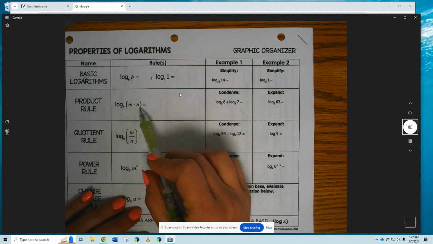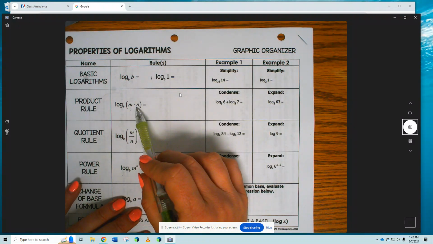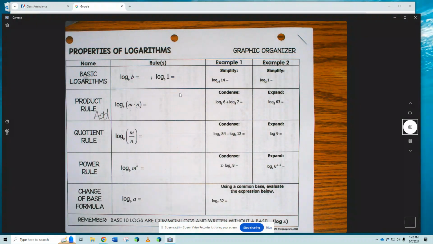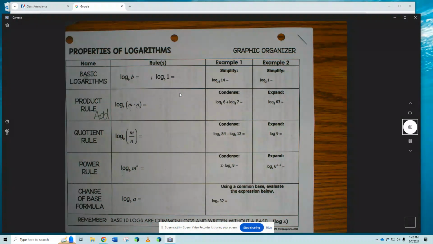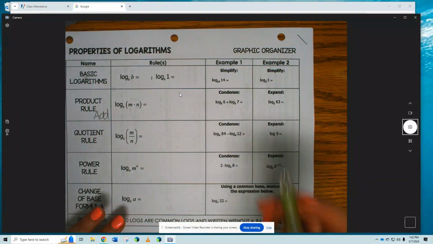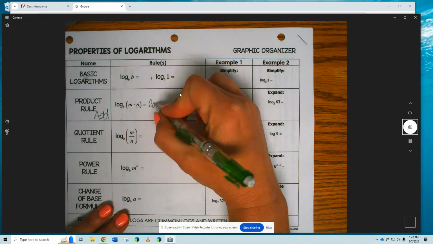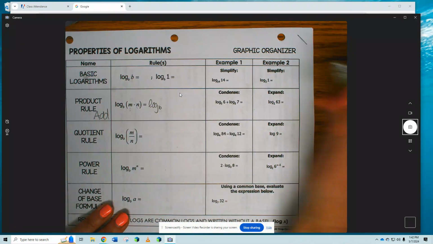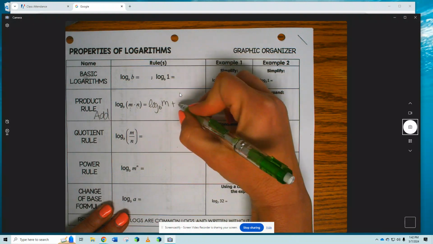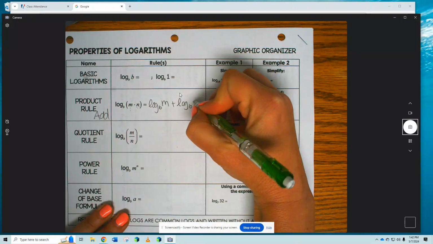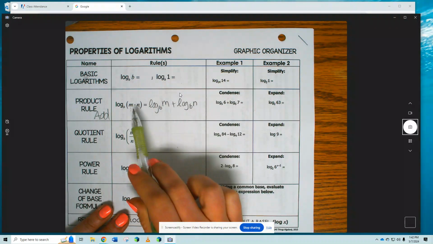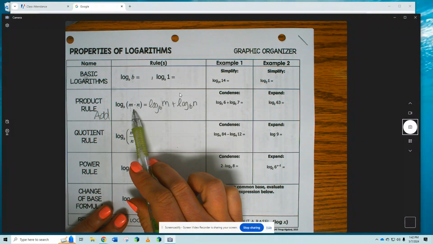M times N. When you're multiplying logarithms, you're really going to add. So write the word add. I separate it into two separate logs. So I keep the word log, I keep the base. I'm going to add log of M plus, and then I write the word log, keep the base, and N. So an addition is the same as a multiplication.